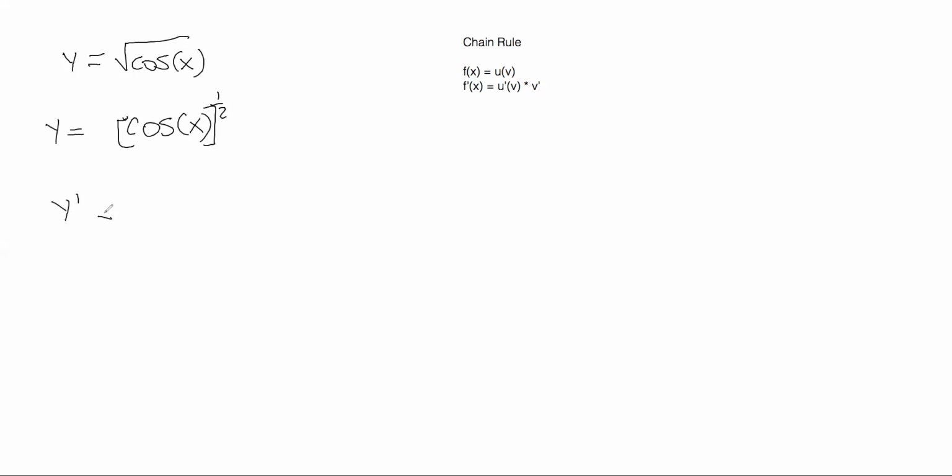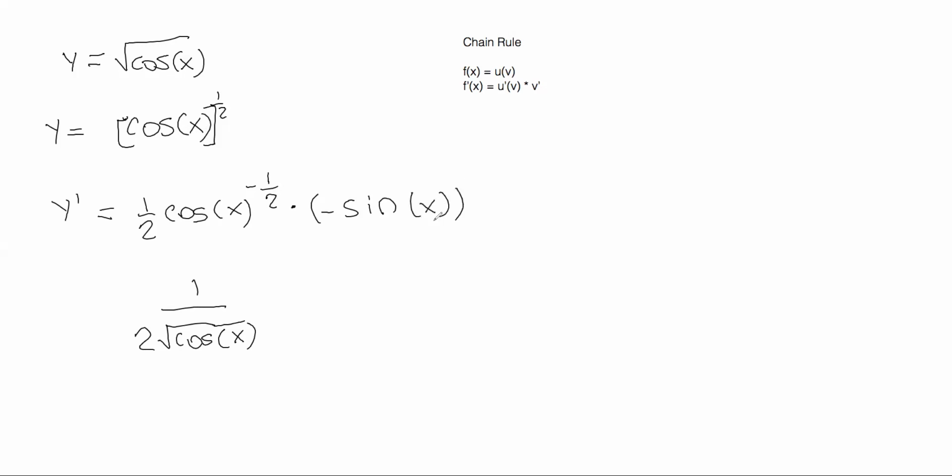So then y prime is going to have to be 1/2 cosine of x. And then this is going to be 1/2 minus 1, so -1/2. So we get 1/2 square root of cosine of x, but then we also have to take the derivative of the inside. The derivative of the cosine function is sine, or negative sine. So we have our first part times -sine of x. Move the negative out front, and we get this as our derivative.